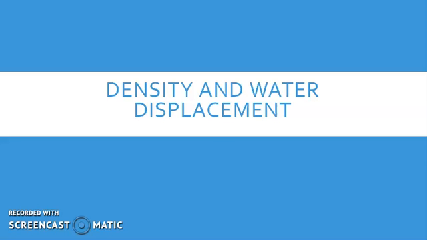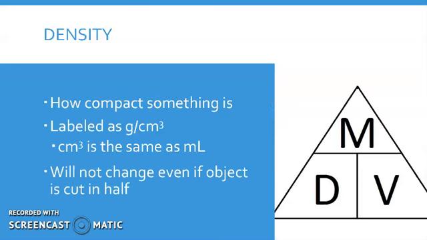Right now we're going to talk about density and water displacement, how to measure and calculate density, and how to use water displacement to find your volume to use in a calculation of density. First, we have density. That's just how compact something is.